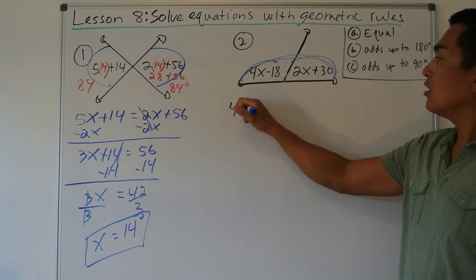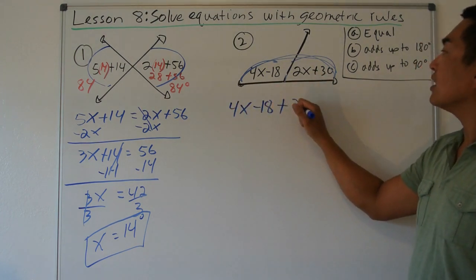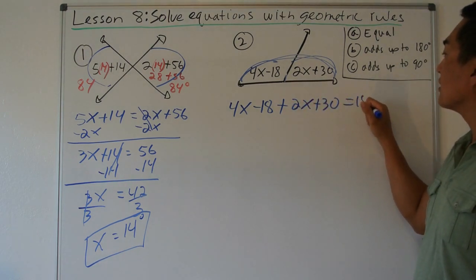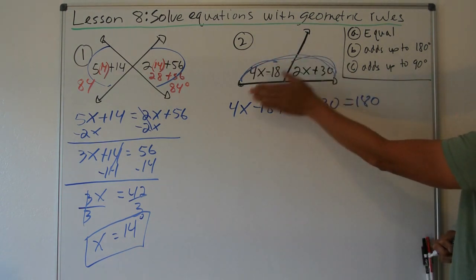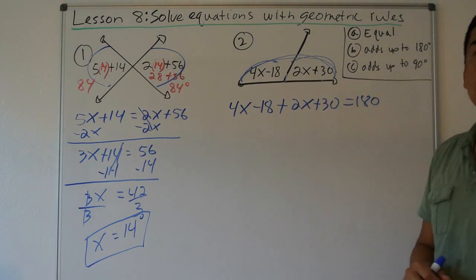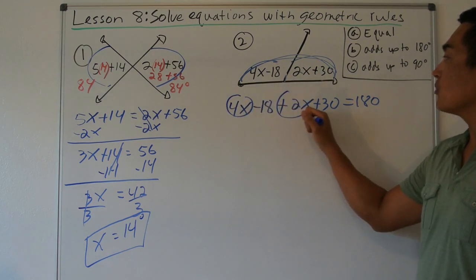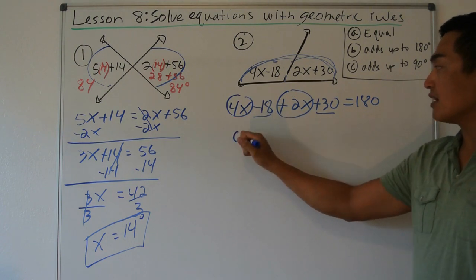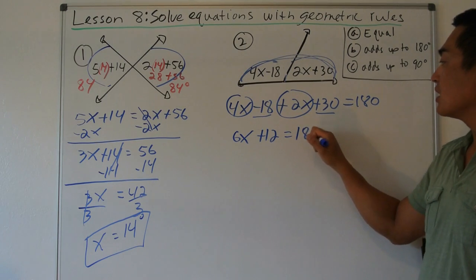So 4x minus 18 plus this angle here, 2x plus 30, should equal 180. Again, this angle plus this angle adds up to 180. It's supplementary. Let's go ahead and collect my terms first. You can see there are multiple x's there, and then that's my y-intercept. So that would give me 6x plus 12 is equal to 180.